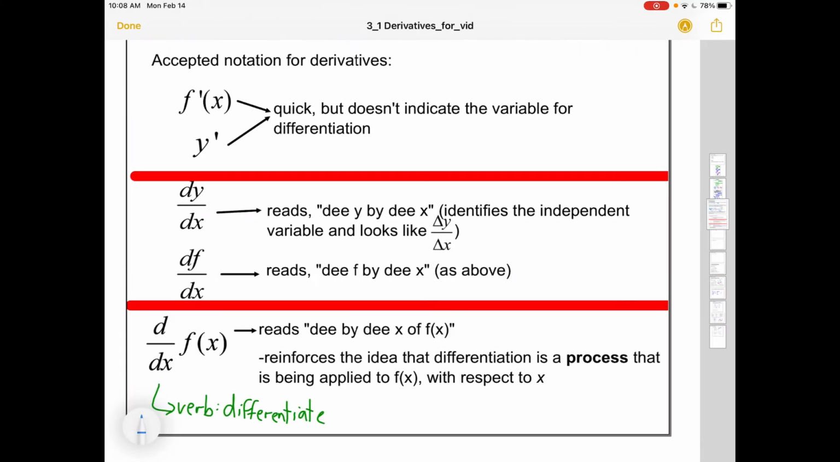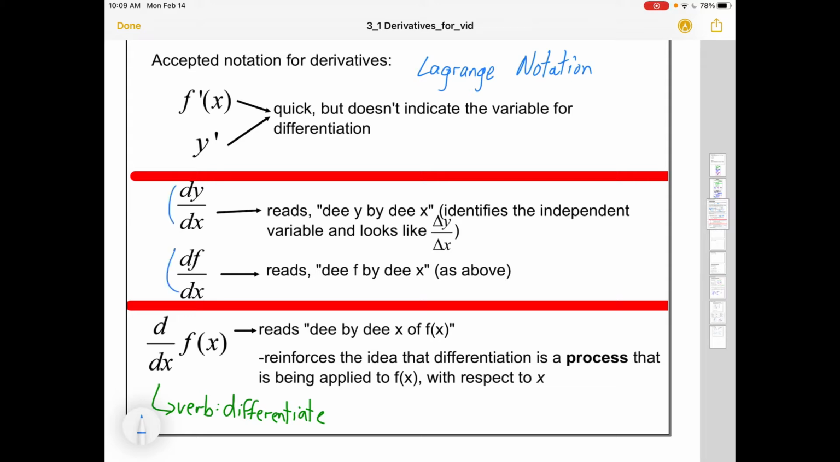Here's a short list of some accepted notation for derivatives. All these things mean the exact same thing. So f prime and y prime, that's really quick. This is called the Lagrange notation. It's often referred to as the Lagrange notation. Newton had his own slightly different notation that was kind of similar to the Lagrange notation. And it's quick. It doesn't indicate the variable for differentiation.